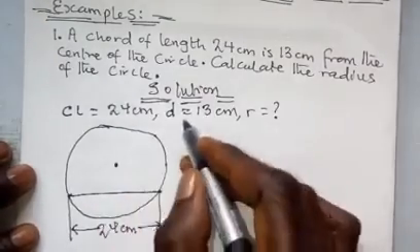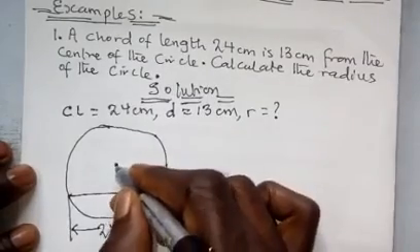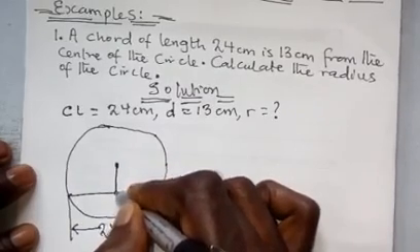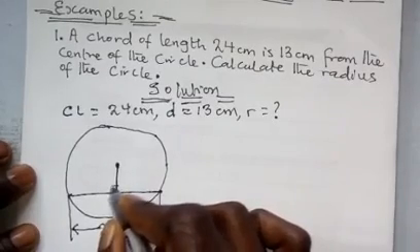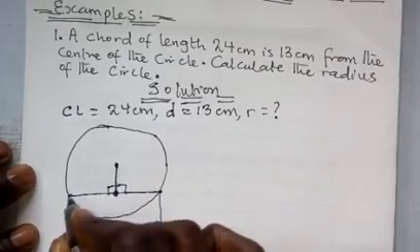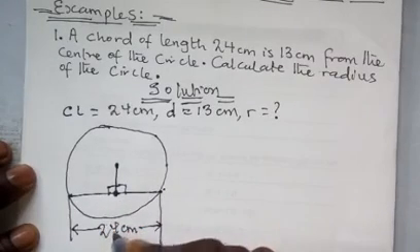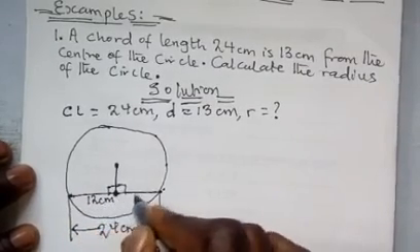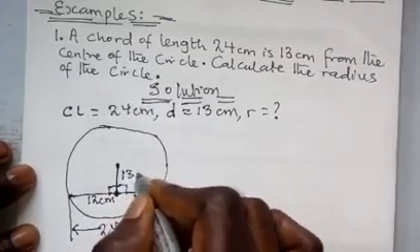All right, and then we are told that the chord distance is 13 centimeters from the center. So which means that if I draw a line from the center to touch the chord, don't forget, it touches the chord at the midpoint of the chord, and that means there will be 90 degrees here, and the length of the chord will be divided into 2 equal halves. So if we are having 24 centimeter, then half of 24 will become 12 centimeter, and the other half will become 12 centimeter. So this is the chord distance, which is 13 centimeter.